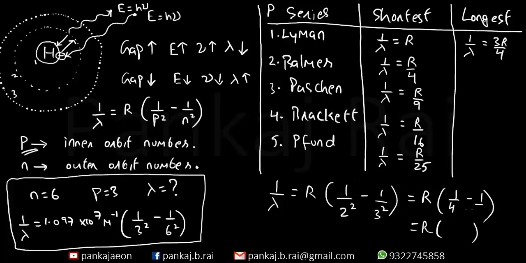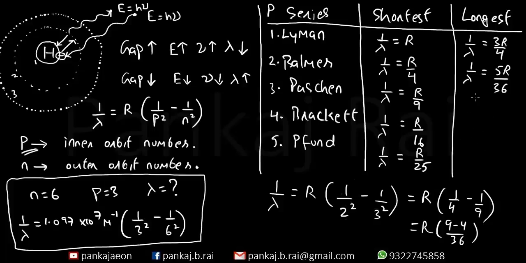So it would be 1 by 4 minus 1 by 9. It would be 9 minus 4 by 36. 9 minus 4 is 5. So we are getting the relation for the longest wavelength of the Balmer series as 1 by lambda is equal to 5R by 36. In a similar way you can calculate the others. As Balmer is from 3 to 2, Paschen will be from 4 to 3, Brackett will be from 5 to 4, and Pfund will be from 6 to 5.